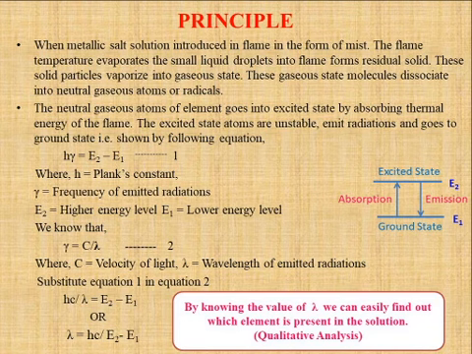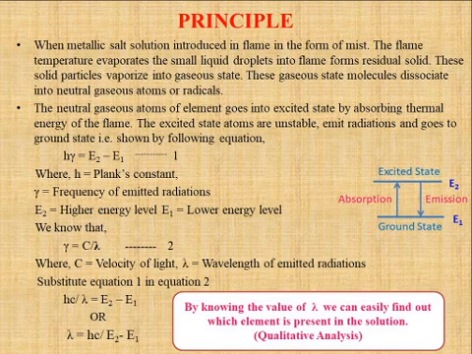The neutral gaseous atoms of the element go into the excited state by absorbing thermal energy of the flame, and we know that the excited state of atoms is very unstable. The excited state atoms go back to the original state, that is the ground state, by emission of some radiations, and these radiations are measured in terms of h nu. That h nu is nothing but the difference between E2 minus E1.